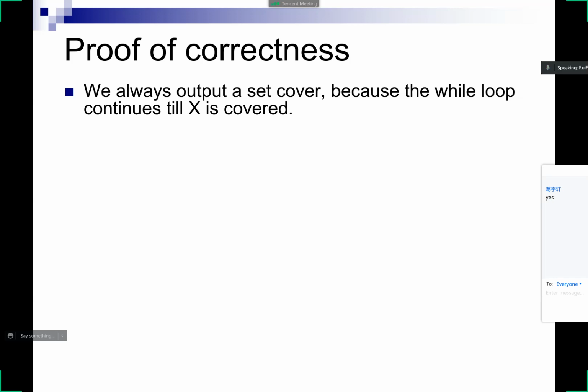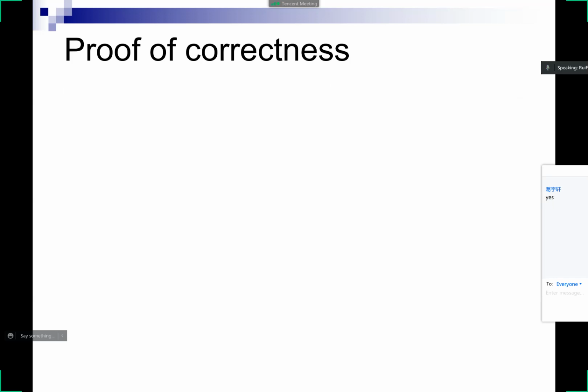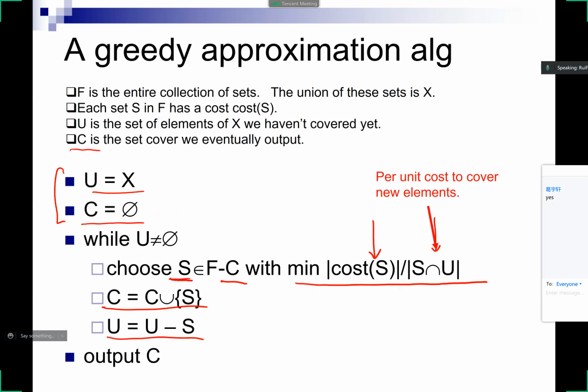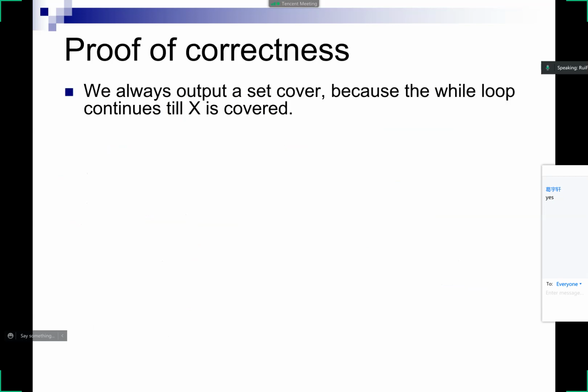The reason that we actually output a set cover is simply because this algorithm keeps running until we have no more uncovered elements, until we have covered all the elements. You keep choosing sets until you cover everything, and you know that if you choose all of the sets, it's possible to cover everything. So eventually this algorithm is going to terminate, and when it terminates, we've covered all of the elements. So we output a set cover.